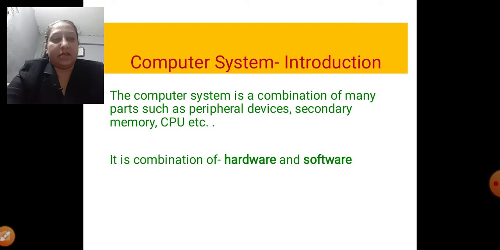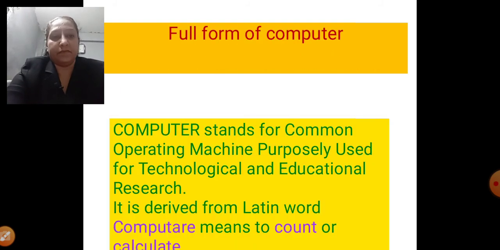Then there is another definition, you can define it in another way also. We can say it is a combination of many peripheral devices, secondary memory, CPU, etc. Or in another way you can say it is a combination of hardware and software. What is hardware, what is software, we will cover them in the forthcoming chapters. Even memory will come in the forthcoming chapters, so we will not waste our time on it right now.